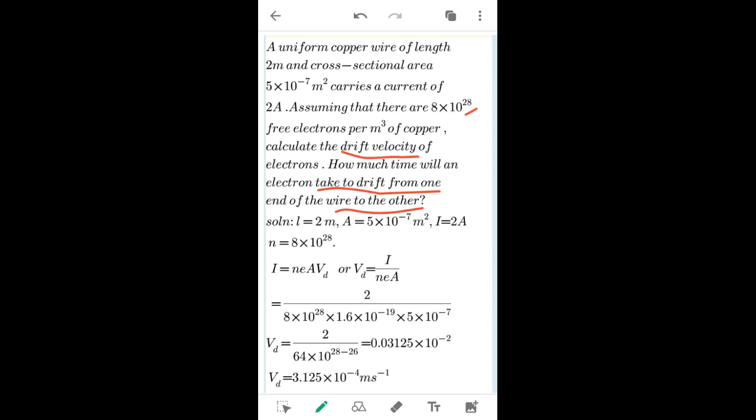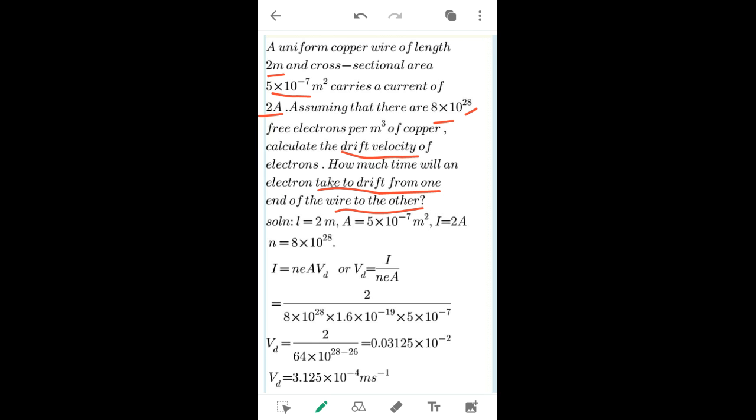So what is given? There is a copper wire of length 2 meter, and cross sectional area is given as 5 into 10 raised to minus 7 meter square. It carries a current of 2 ampere, and the number of electrons per meter cube of copper is 8 into 10 raised to 28. We have to calculate the drift velocity, and also the time required for an electron to drift from one end of the wire to the other end.